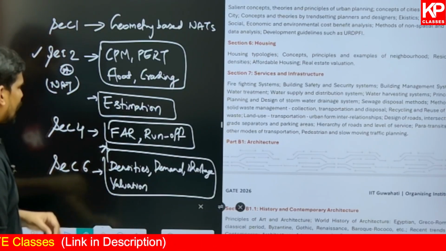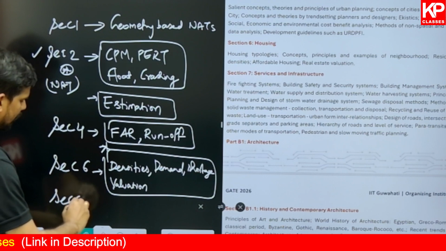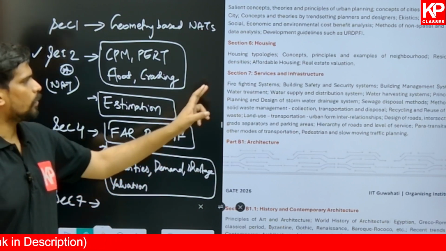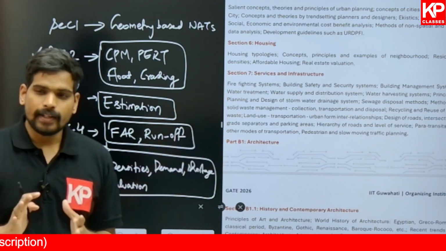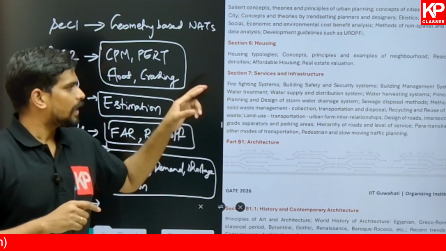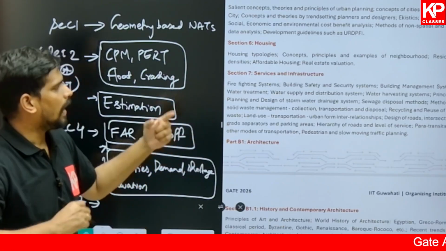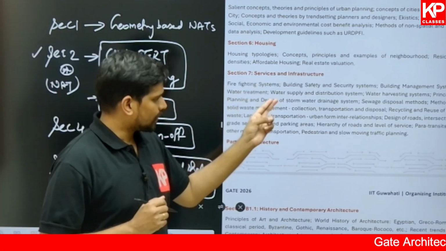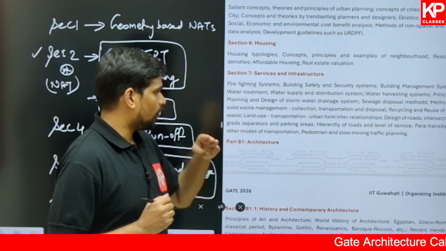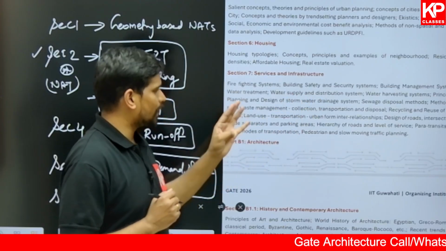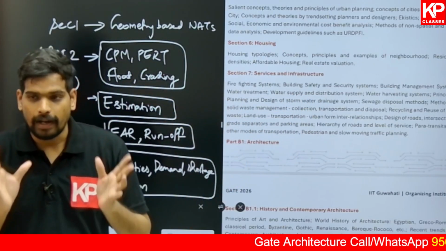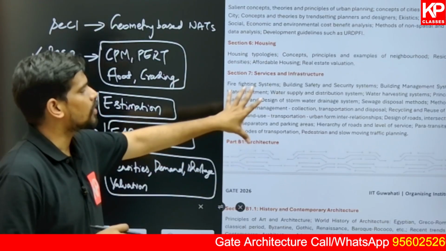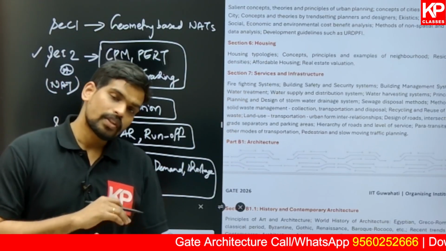And that brings us to the last and final section 7, again an important section from a numerical point of view, because in services there are various subjects. Now you will not get a numerical from every subject every year, because you have the subject of fire safety, water supply, wastewater treatment, you also have the topic of solid waste management and transportation. So there are 5 different services and infrastructure in this particular section. Will you get a question from all the 5 topics?